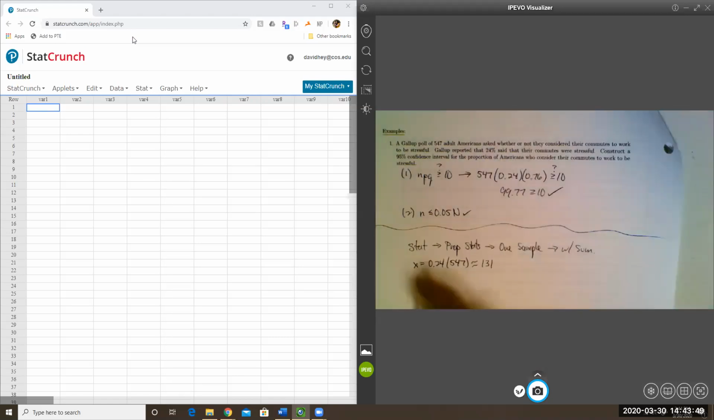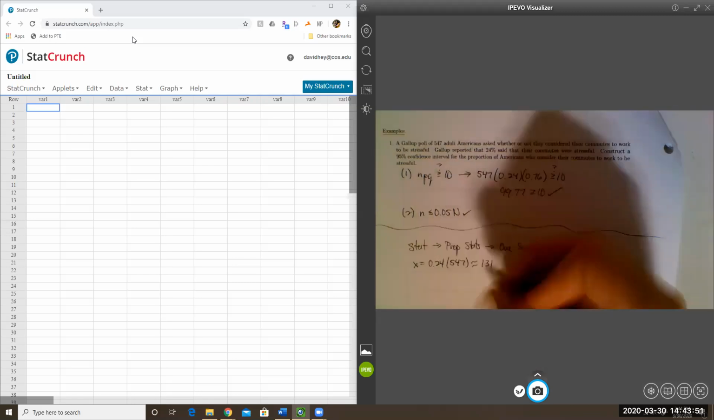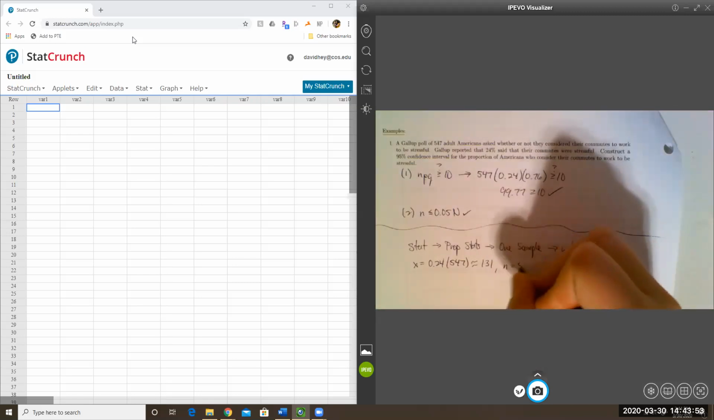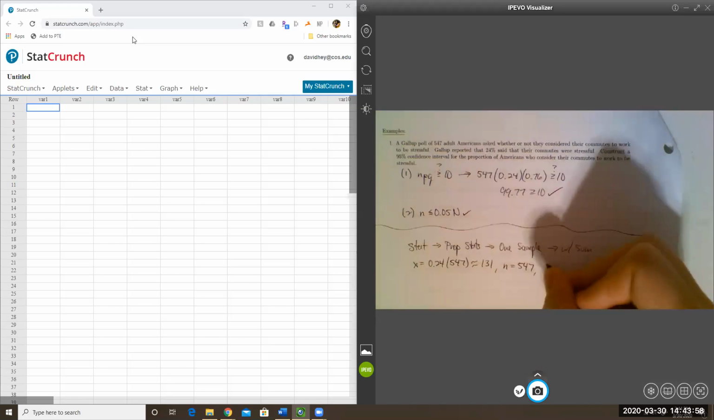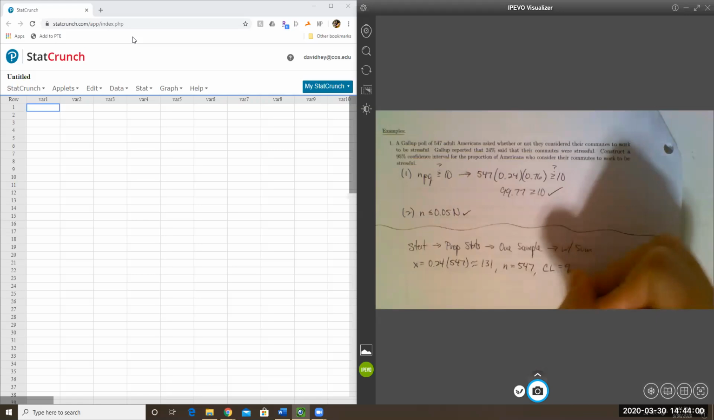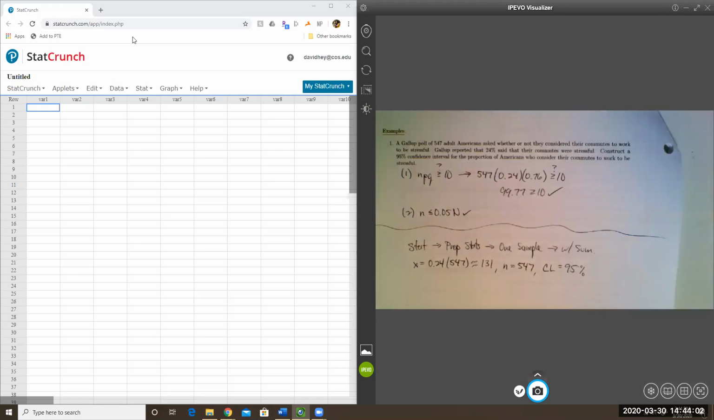So they're going to prompt us for the number of successes. They're going to prompt us for the number of trials. It's 547. They're going to prompt us for the confidence level. In this case, we want a 95% confidence level. Let's see what we get.